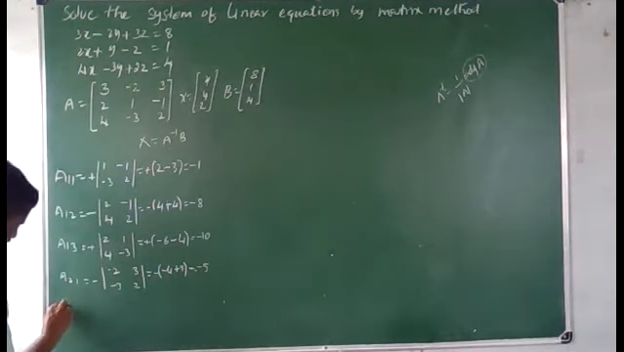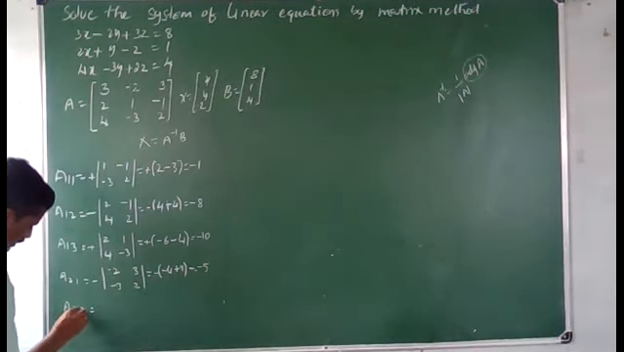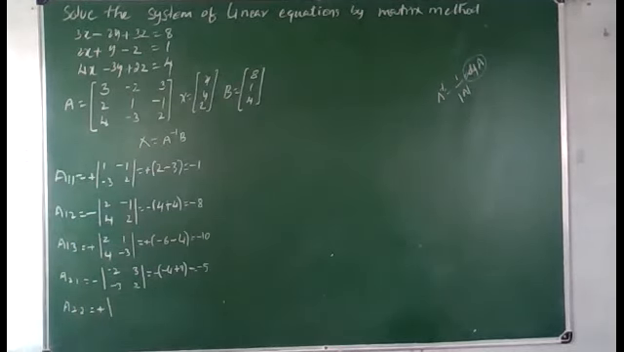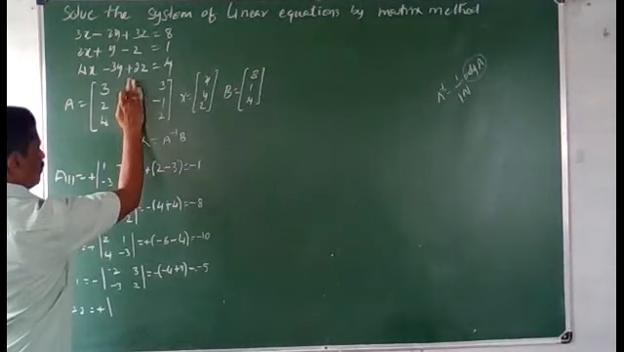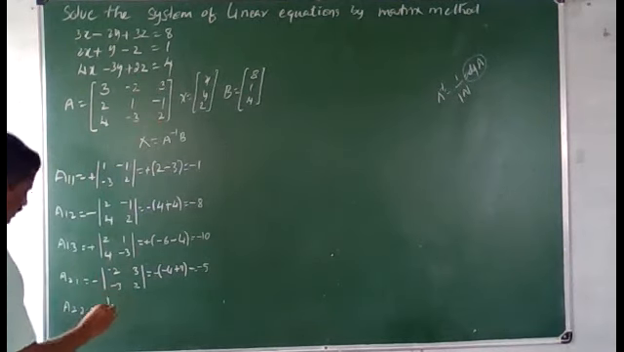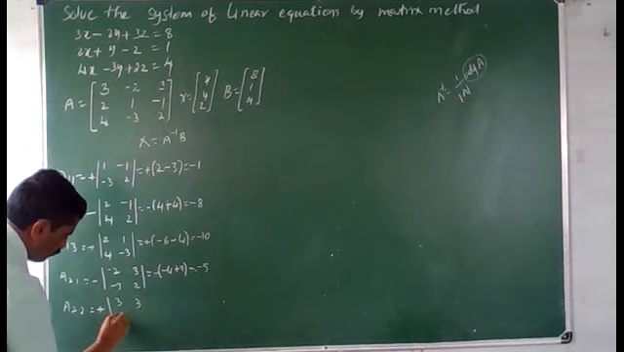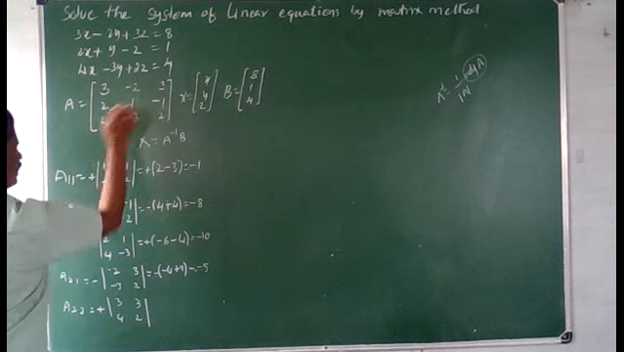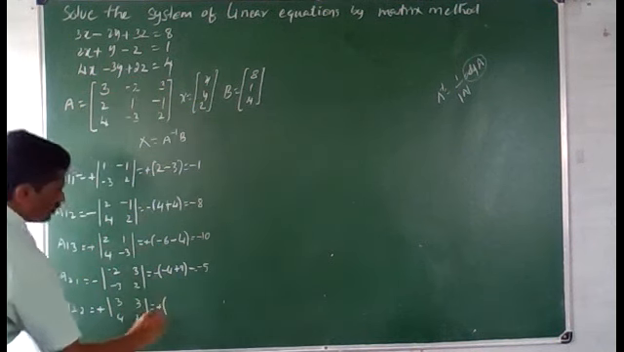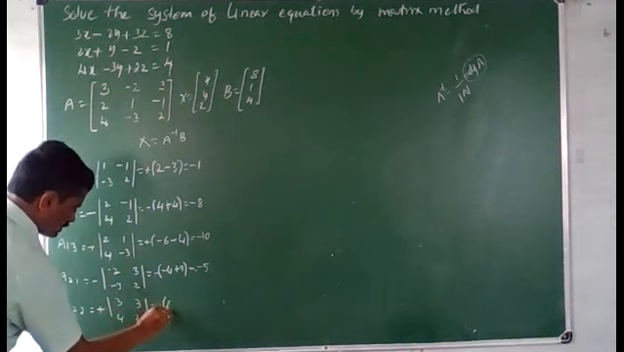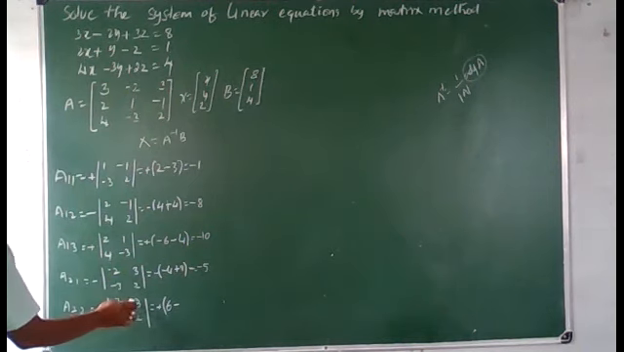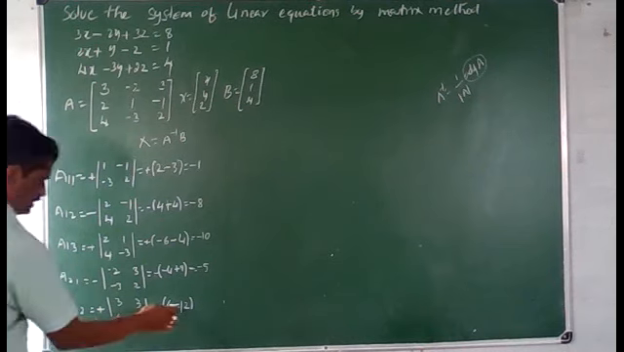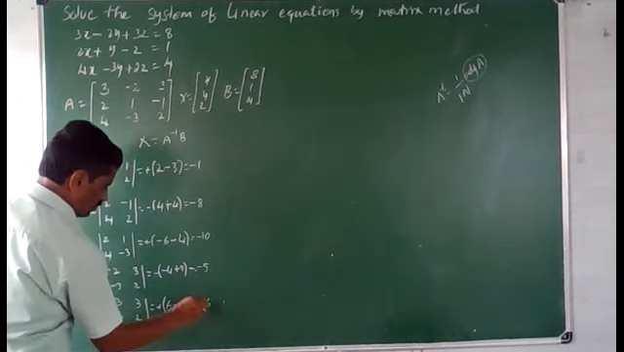Next, the cofactor of the next element a22 is 2 plus 2, which is 4. 4 is an even number, right? Plus the determinant of the cofactor of the element, leaving this column and row. We have 3, 3, 4, 2. Again that is equal to plus of: we have 3 into 2, that is 6, minus 4 into 3, that is 12. So 6 minus 12 is minus 6, minus 6 into plus is minus 6.